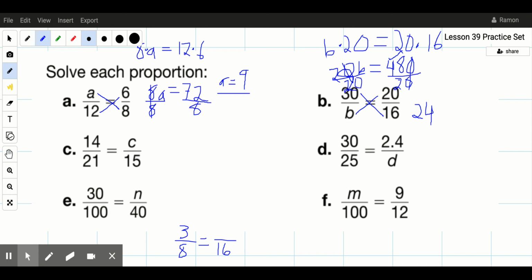So let's take this equivalent fraction, right? We have 3/8 equals, let's say, x over 16. So what we usually do is, well, why do I have to use cross multiplication when I know that 8 to 16 is just multiplied by 2, and I do the same to the numerator?